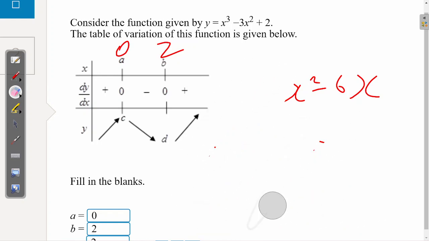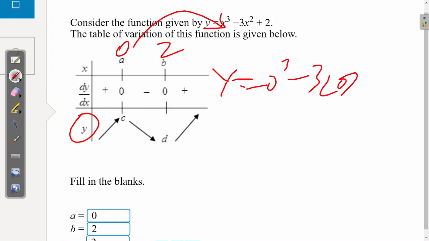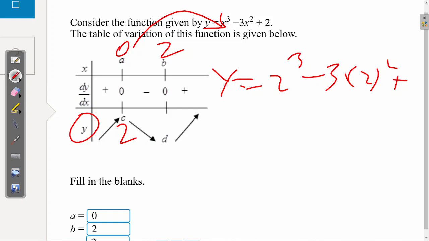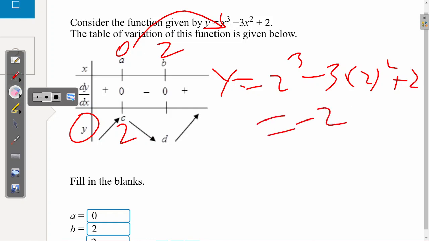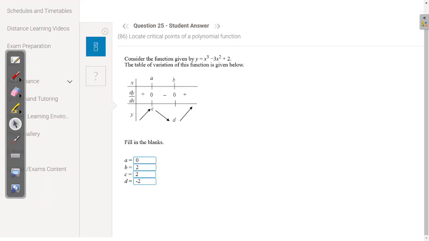Now, to find c and d, c and d are the y. So we just substitute this in the original equation like last time. y equals 0 cubed minus 3 times 0 squared plus 2, it will be 2. And same thing for 2, 2 cubed minus 3 times 2 squared plus 2, it will be negative 2. So you put here 0, 2, 2, negative 2.